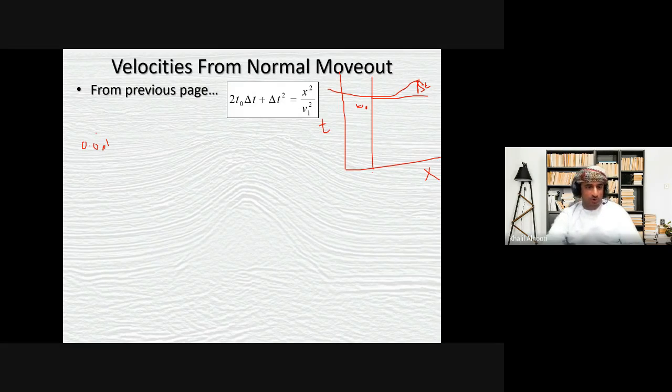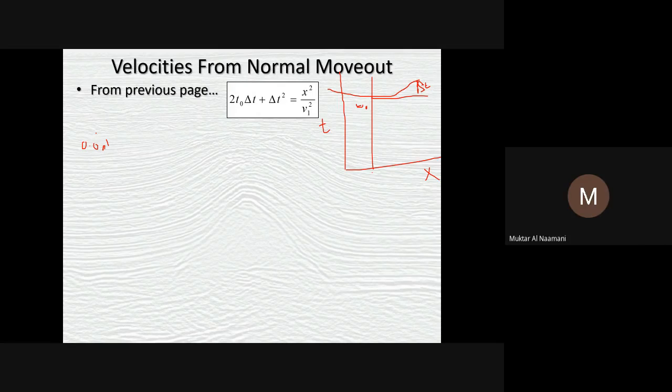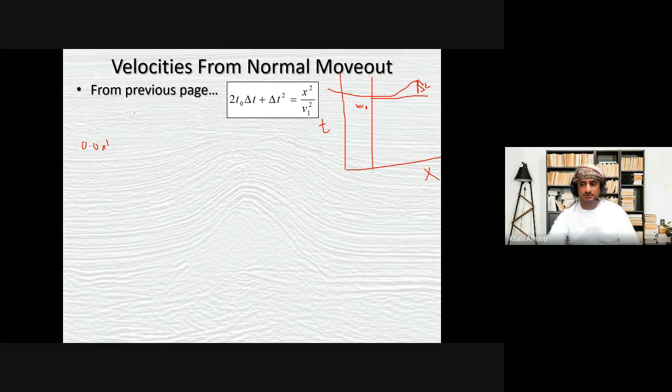The square of a small number becomes what? Larger or smaller? Squaring a small number, what happens to it? Is it going to be a larger number or a smaller number? Smaller. Very small number. So for small offsets, this is a very small number, so we can ignore it.